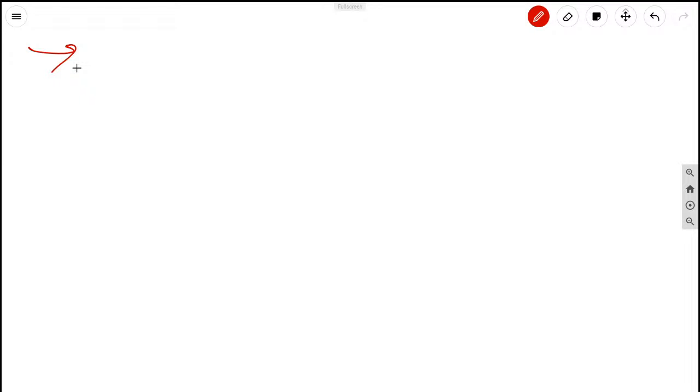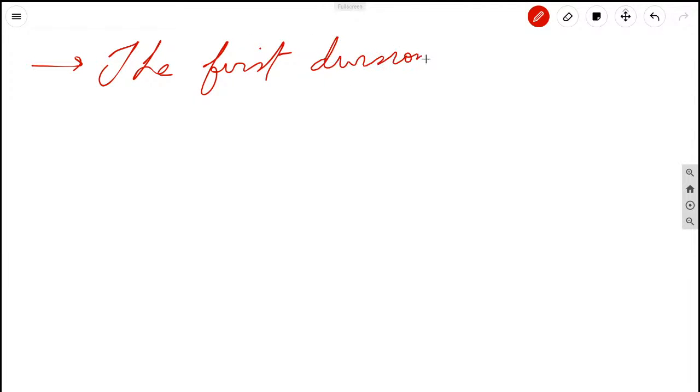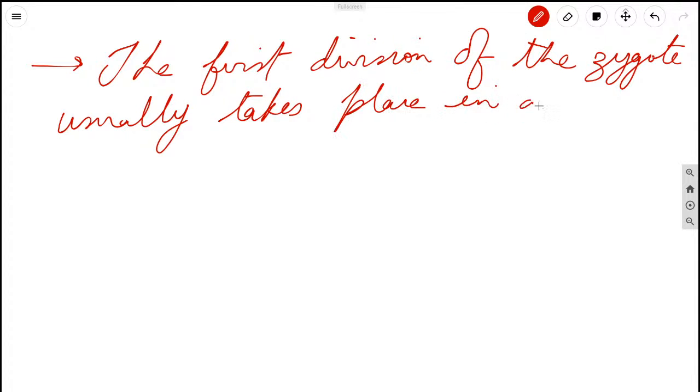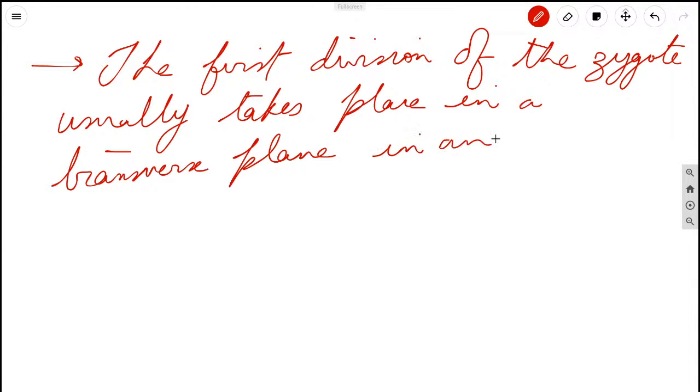Now the first division of the zygote is usually transverse. It takes place in a transverse plane like this. Okay, this is the transverse plane. So the first division of the zygote usually takes place in the transverse plane. Again, an objective question. In which creature? In angiosperm plants, or I can say in angiosperms.